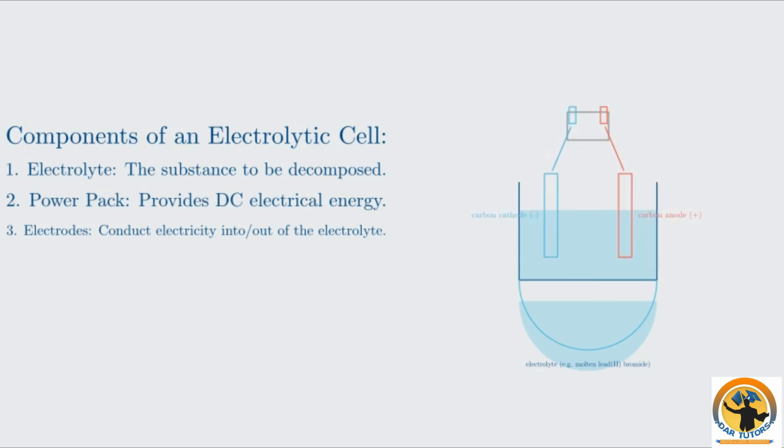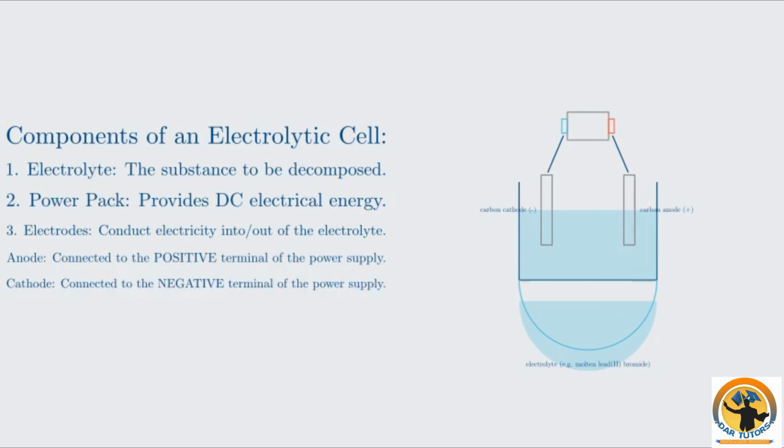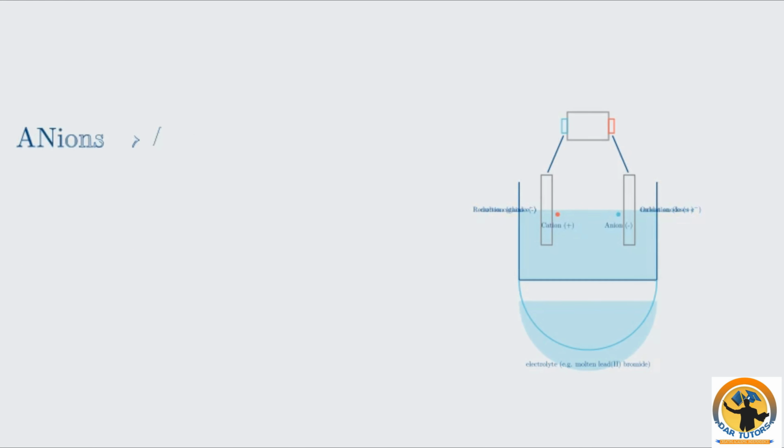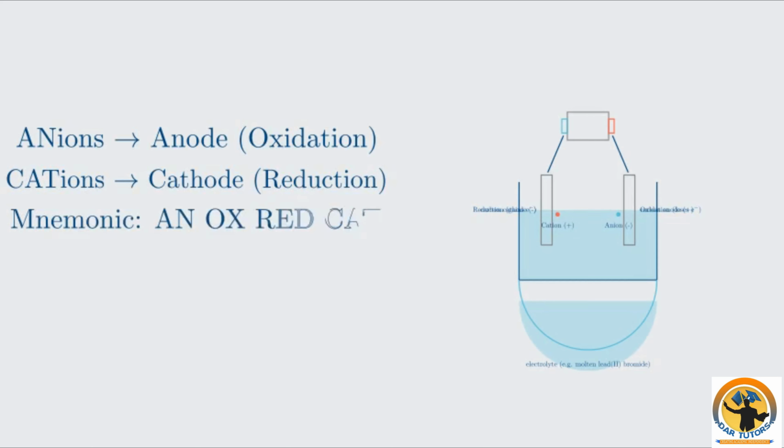The electrode connected to the positive terminal is called the anode, and the electrode connected to the negative terminal is called the cathode. It is crucial to remember this connection. When current is passed, charged ions in the electrolyte move. Negative ions, called anions, are attracted to the positive anode. There, they undergo oxidation, losing electrons. Positive ions, called cations, are attracted to the negative cathode. There, they undergo reduction, gaining electrons. Anions to anode, oxidation. Cations to cathode, reduction. A helpful mnemonic is an ox, red cat.